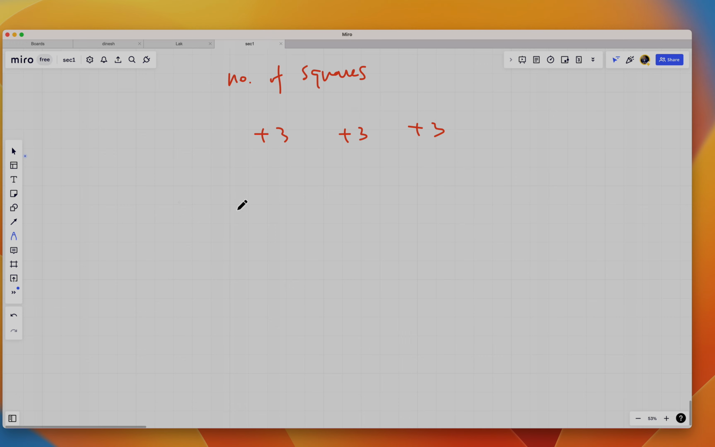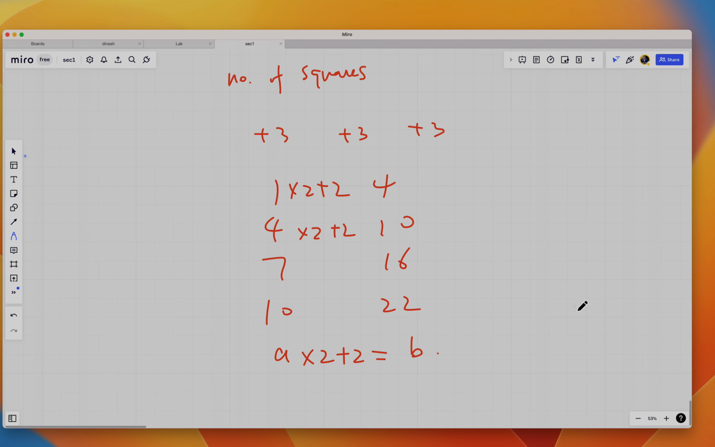I cannot find a pattern. The pattern is you cannot find a pattern? What's the pattern? The number of squares times 2 plus 2. I don't know, you test. Okay, then that's it. Is it times 2 plus 2? Yes, correct. So A times 2 plus 2 equals B, right? Yes. Next.